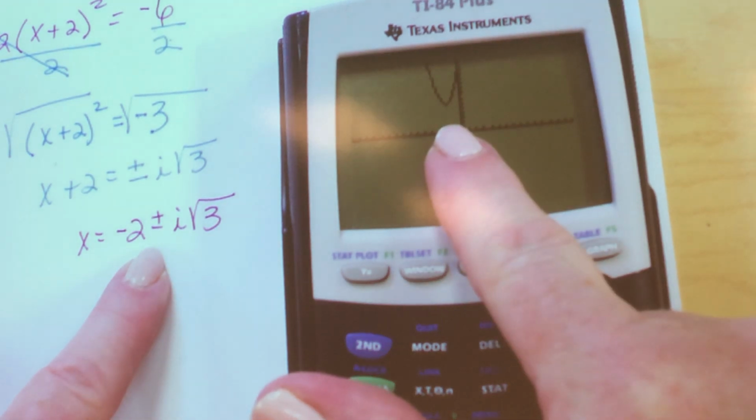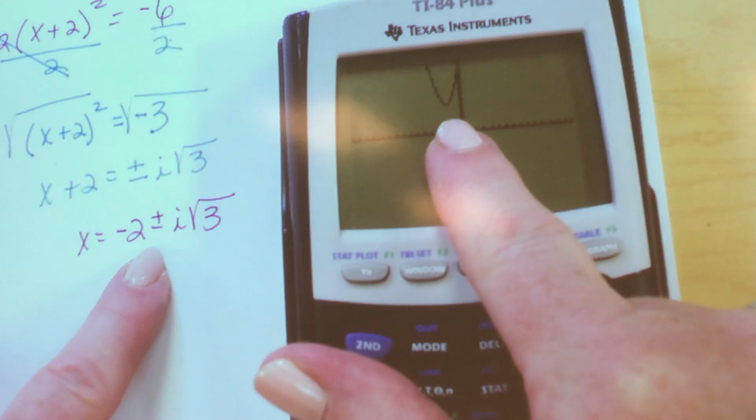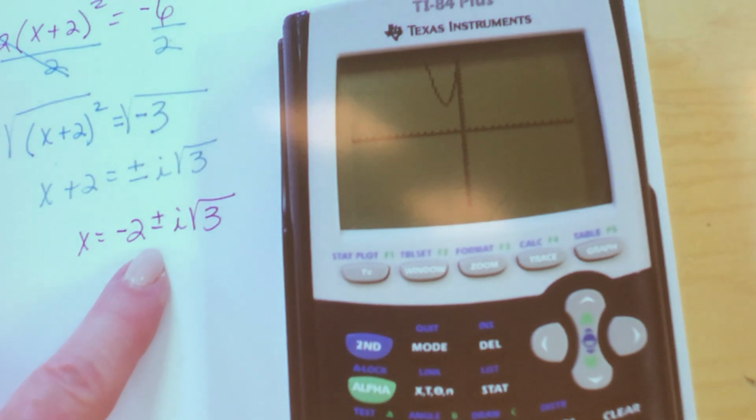Oh, no. He's not going to touch the x-axis. So that's all the imaginary numbers? That's all the imaginary. If you get imaginary solutions, will your parabola cross the x-axis? No. He will open up and be where? Above it. Or he will open down and be below it.